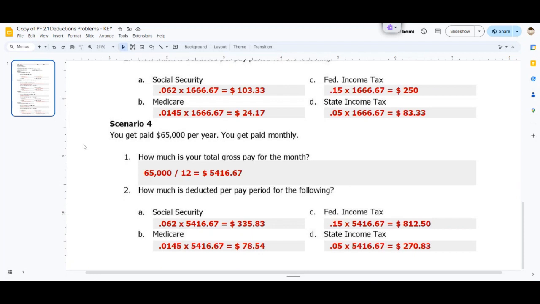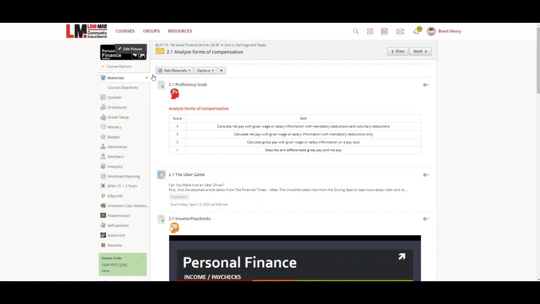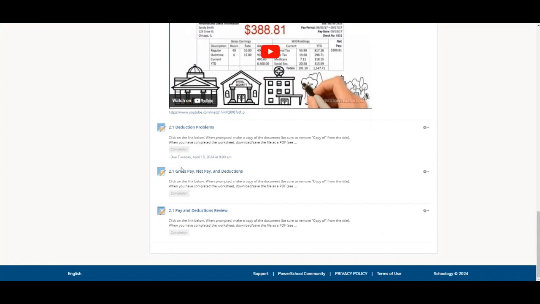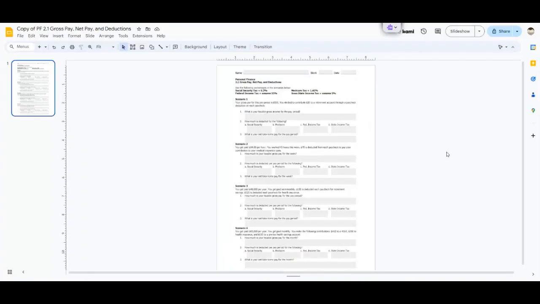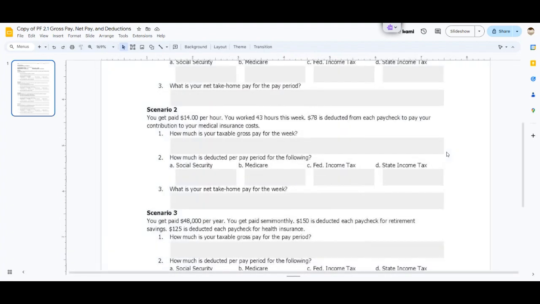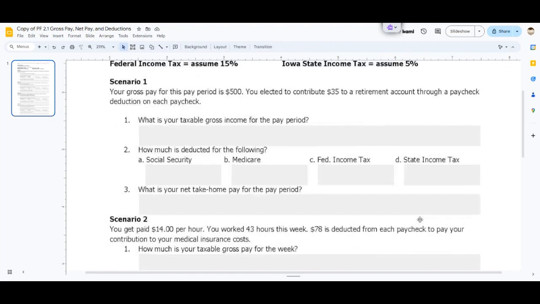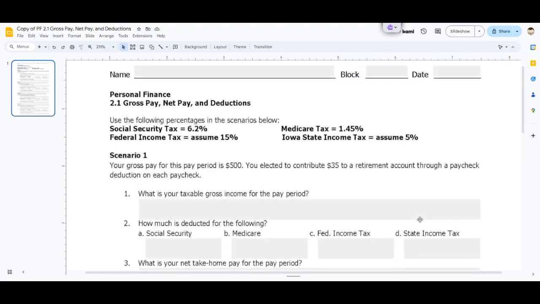All right. And so what I'm going to have you do is from the 2.1 page, you scroll down below that deductions problem. It is this 2.1 gross pay, net pay, and deductions. All right. So what I'd like you to do is do this on your own and then come back and we'll walk through this together. So now we're adding in another layer of difficulty.